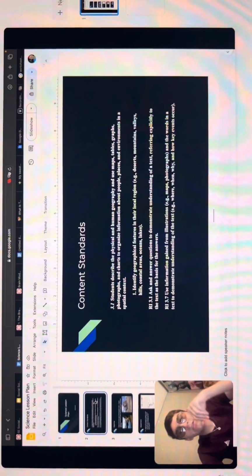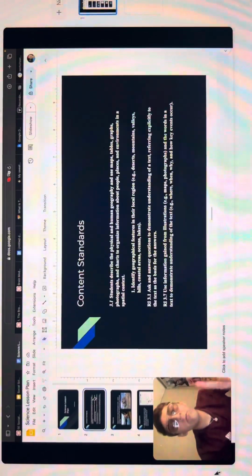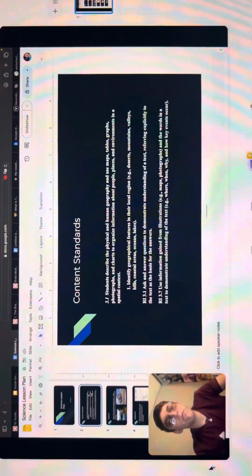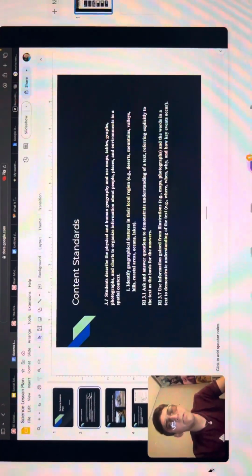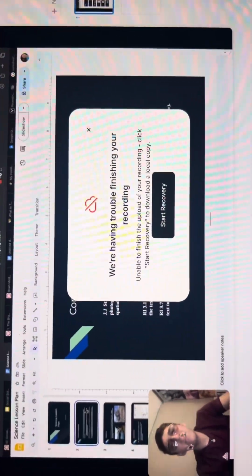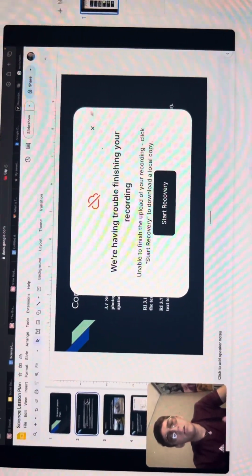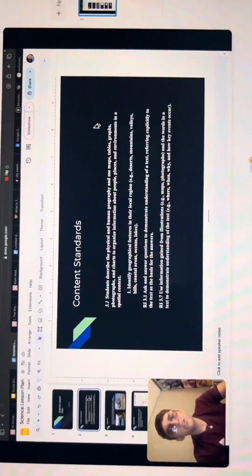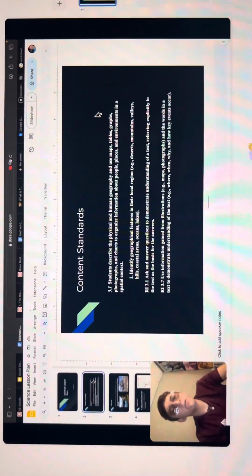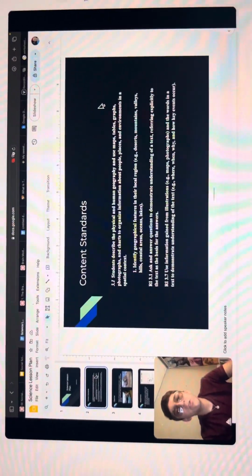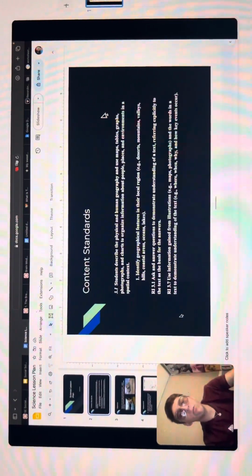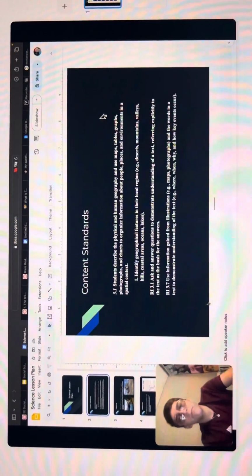For the reading standards, I chose 3.1. Ask and answer questions to demonstrate understanding of a text, referring explicitly to the text as the basis for the answers. The other one is 3.7. Use information gained from illustrations, maps, photographs, and the words in a text to demonstrate understanding of the text. For example, when, where, why, and how.